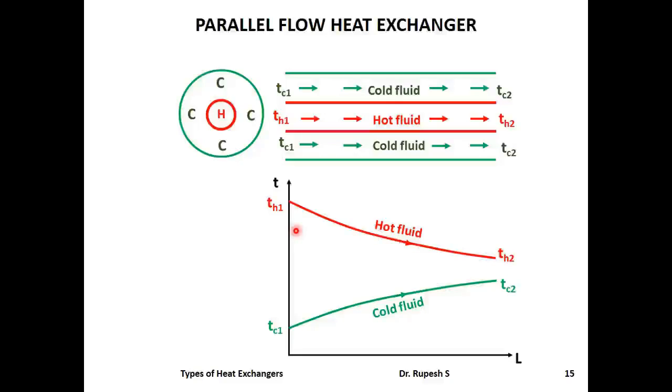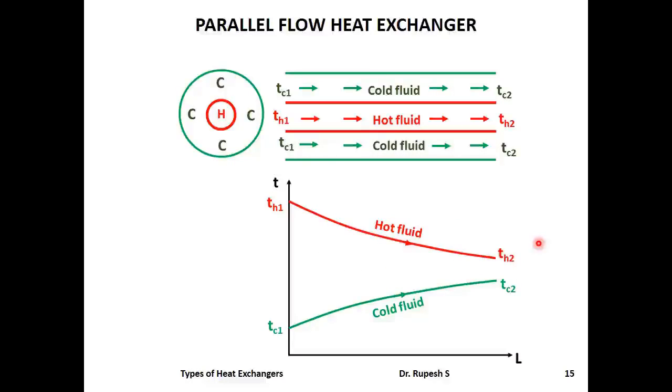In a parallel flow heat exchanger, both hot and cold fluids enter through the same side of the heat exchanger. Also, they flow in the same direction through the heat exchanger. As the fluids flow in the same direction, parallel flow heat exchangers are also known as co-current heat exchangers. The schematic representation of a parallel flow heat exchanger in front view, side view, and also its temperature profile is available in this slide.